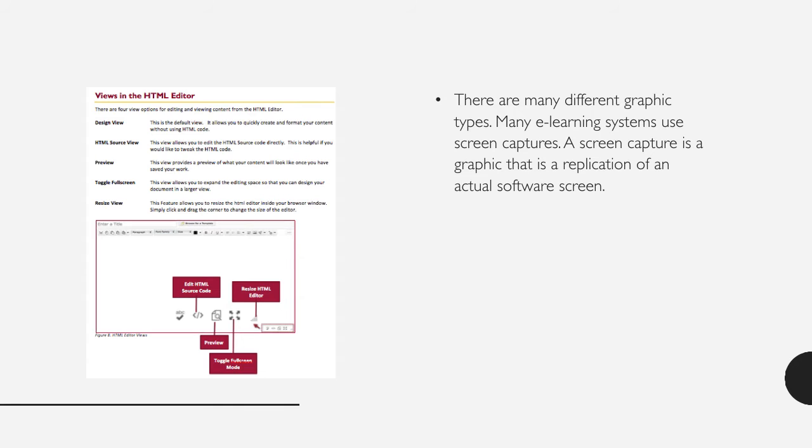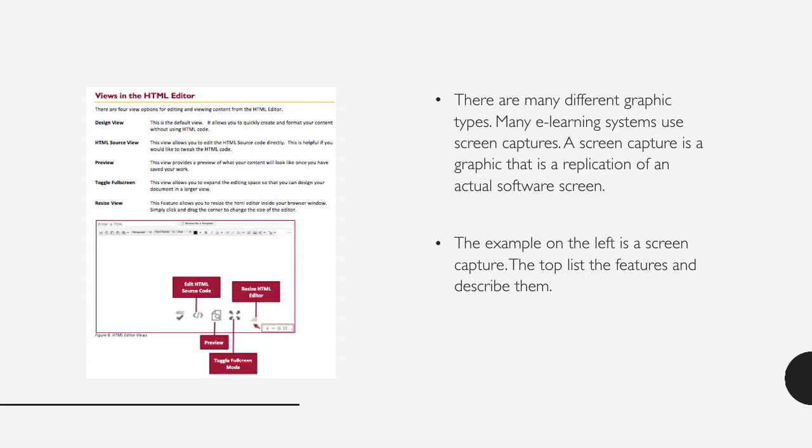There are many different graphic types. Many e-learning systems use screen captures. A screen capture is a graphic that is a replication of an actual software screen. The example on the left is a screen capture. The top lists features and describes them. The bottom has a graphic identifying the parts.